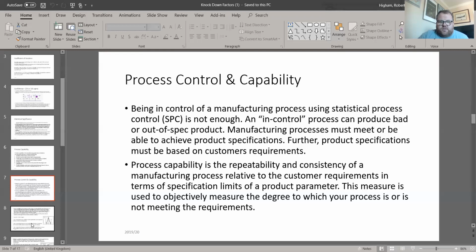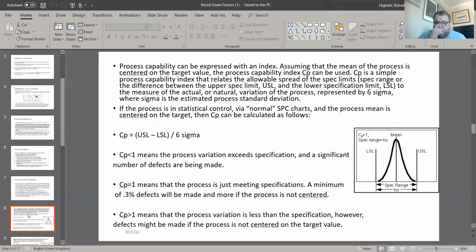So what we need to make sure we do is we need to be able to meet the spec, whatever that spec is, whether it's a mechanical performance value or it's a quantity of failures, etc. Then we need to add on to that. So we need to make sure that we are in control, but then we're also capable. And that's how we can repeat and be consistent in our manufacturing processes relative to the customer requirements. So that's the important extra step. It's not just about being in control, it's about meeting the requirements and being consistent. So this is where we get into these bell curve graphs.